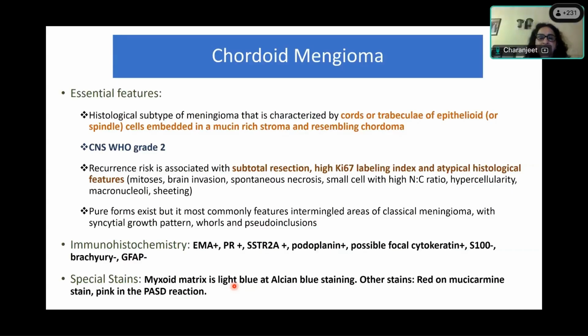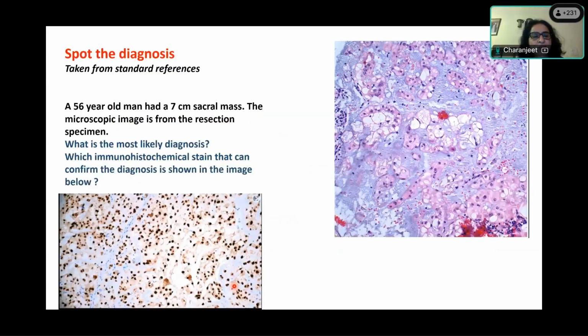Okay, now next identify this. So this is a spotter, 56-year-old male. This is to help you differentiate between these two entities. So the microscope image from the sacral mass, and look at this staining and the HE. Okay, so what is this now?